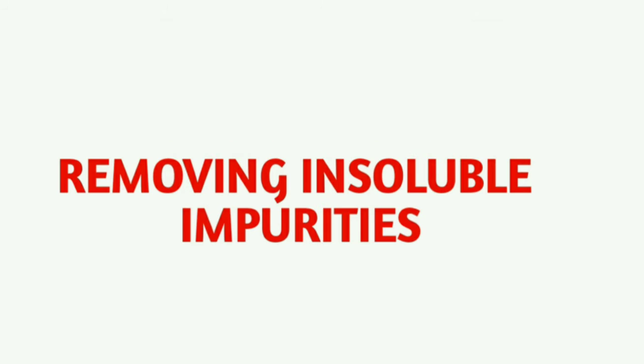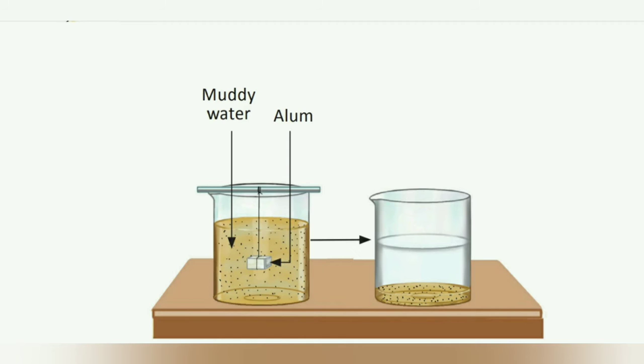So I have explained how to remove insoluble impurities. They can be removed by sedimentation, decantation and filtration. Today we will talk about removing impurities that are soluble. Soluble impurities can be removed by evaporation or distillation.